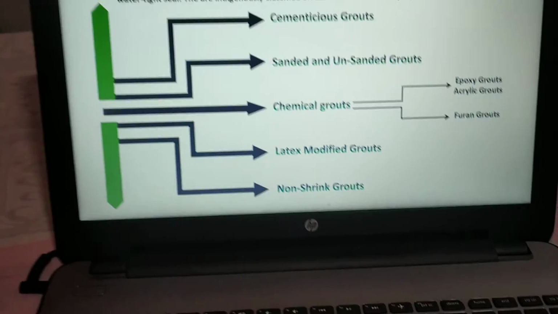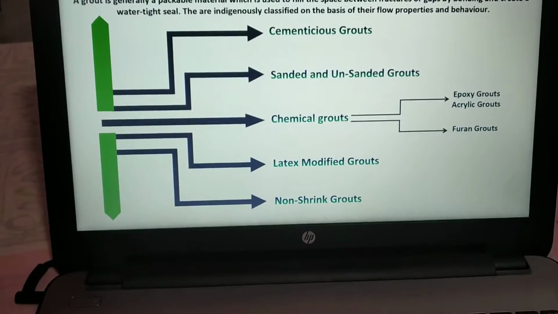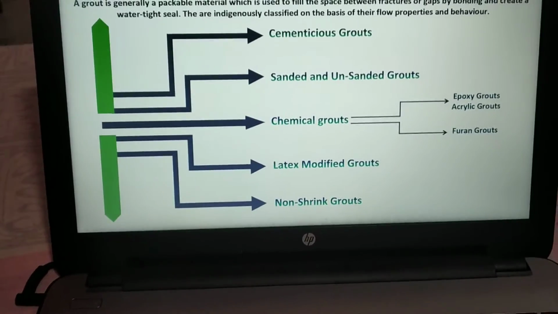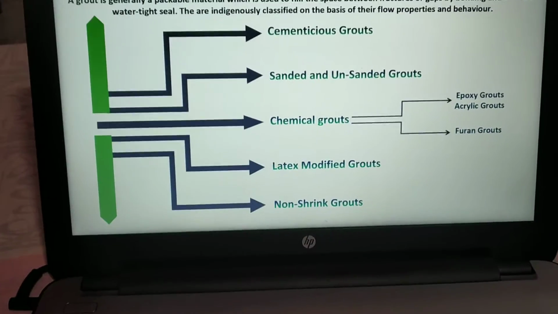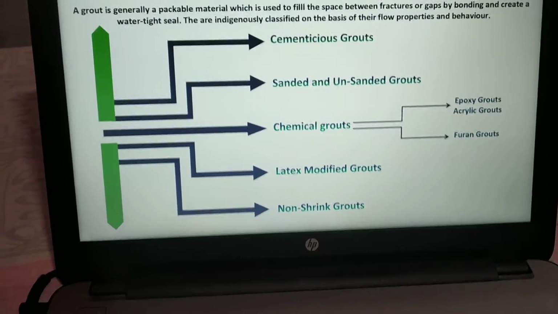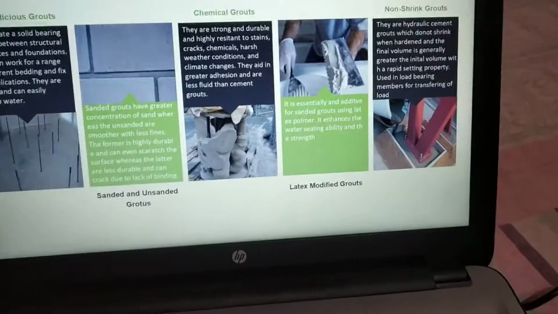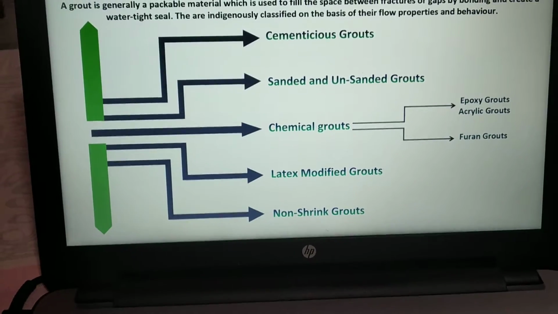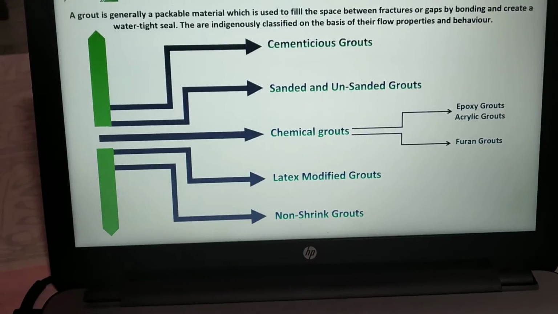Now these grouts can be classified on the basis of their viscosity and their behavior with respect to various masses. They can be classified into cement grouts, the sanded and unsanded grouts, the chemical grouts, which are further classified on the basis of the chemicals used as epoxy grouts, acrylic grouts, and furan grouts. And the other grouts include the latex modified grouts and the non-shrink grouts.